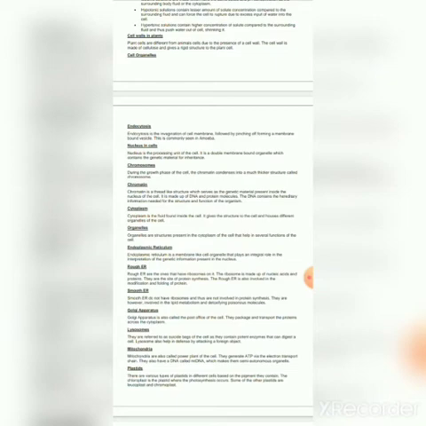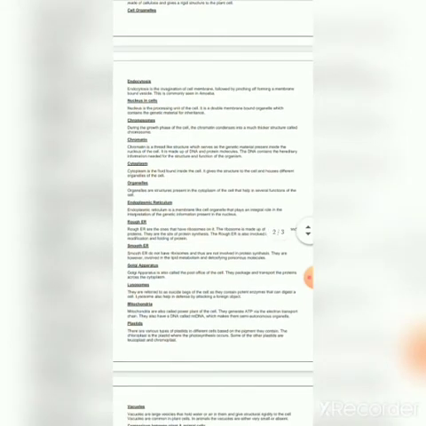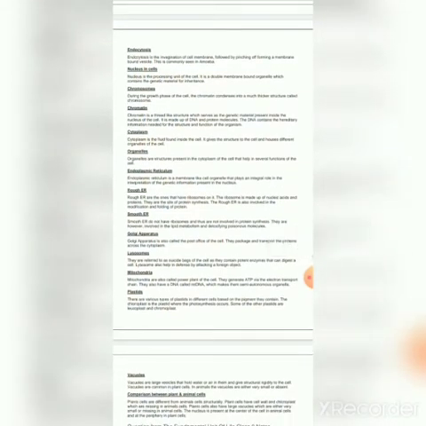And then the chromosomes. During the growth phase of the cell, the chromatin condenses into a much thicker structure called chromosome. Next is chromatin. Chromatin is basically the thread-like structure which serves as a genetic material, and it is present inside the nucleus of the cell. It is made up of two things, DNA and protein molecules. And the DNA contains the hereditary information, and it is needed for the structure and the function of the organism.